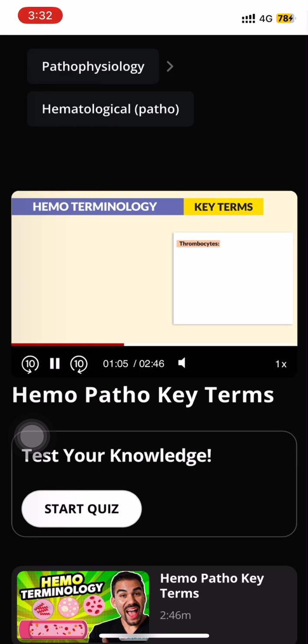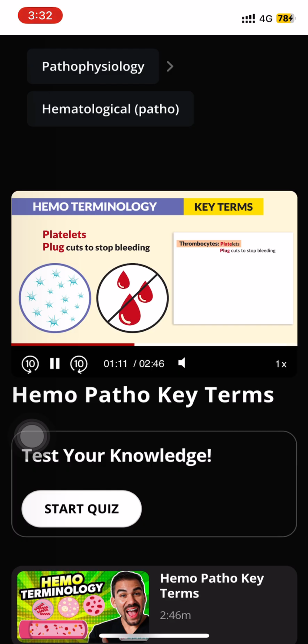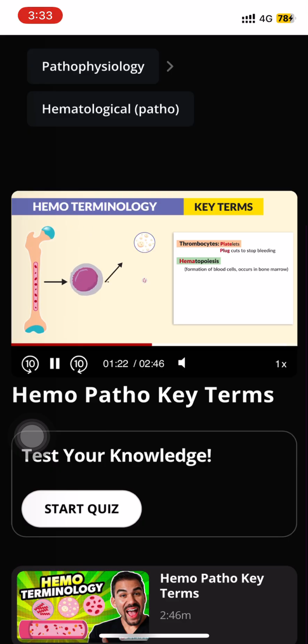The next term is thrombocytes. These are the platelets. So think platelets plug cuts to stop bleeding. And the next key term is really difficult to pronounce. So hematopoiesis is the formation of blood cells and occurs inside the bone marrow. The key term there is bone marrow. So just remember that all the blood cells are created inside the bone.